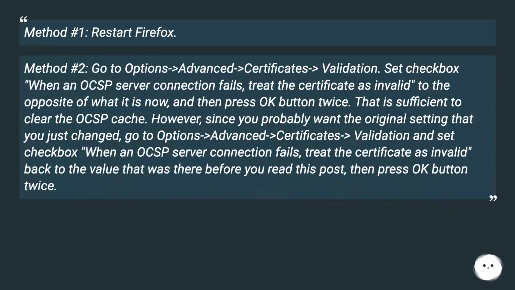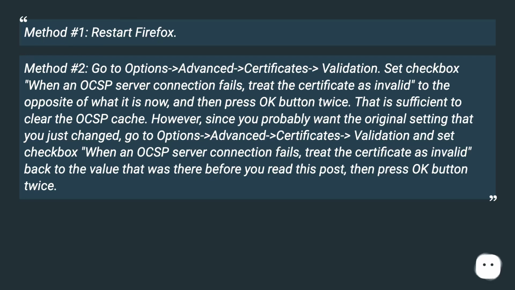Method number 1. Restart Firefox. Method number 2. Go to Options, Advanced, Certificates, Validation. Set the checkbox "When an OCSP server connection fails, treat the certificate as invalid" to the opposite of what it is now, and then press the OK button twice. That is sufficient to clear the OCSP cache.